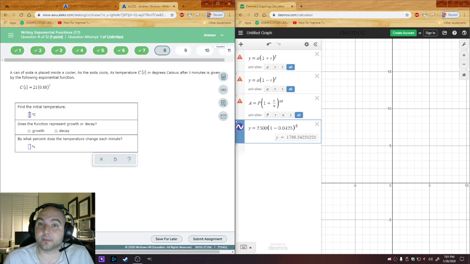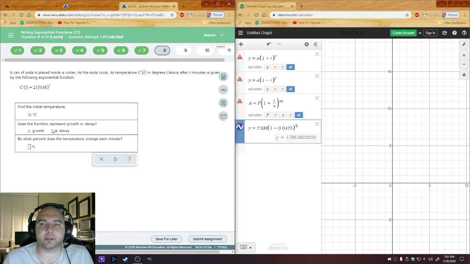Not good. A can of soda is placed inside a cooler. As the soda cools, its temperature, in degrees Celsius, is given based on this exponential function. Ooh, the temperature decreases because this is decay. So it starts at 21 degrees Celsius. That's the first answer. What's the initial temperature? 21. That's what's out front. That's all you've got to do. Is this growth or decay? This is why I was mentioning it earlier. This is less than 1 in here, so it's decay.